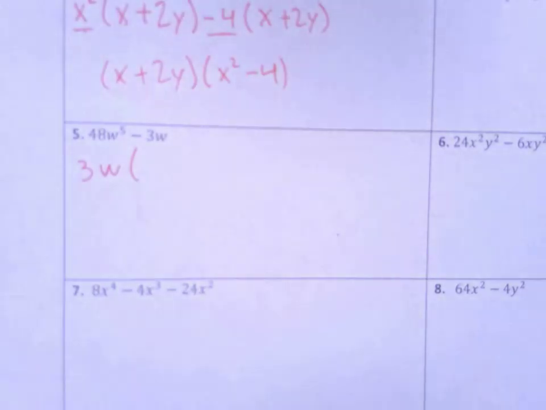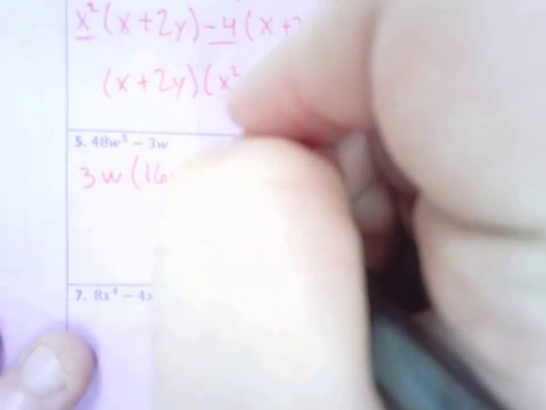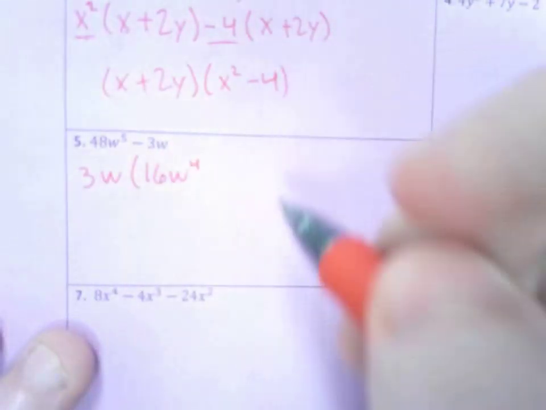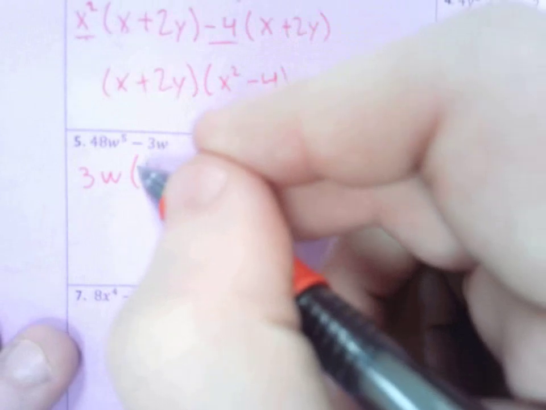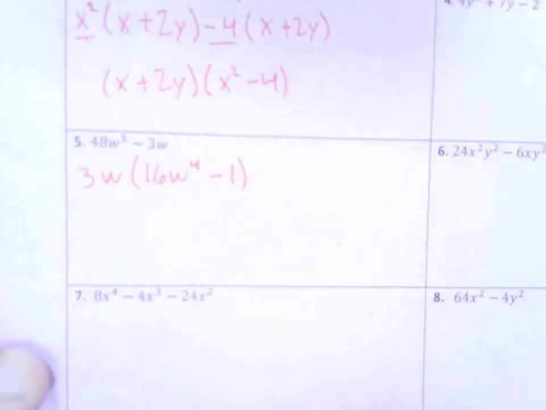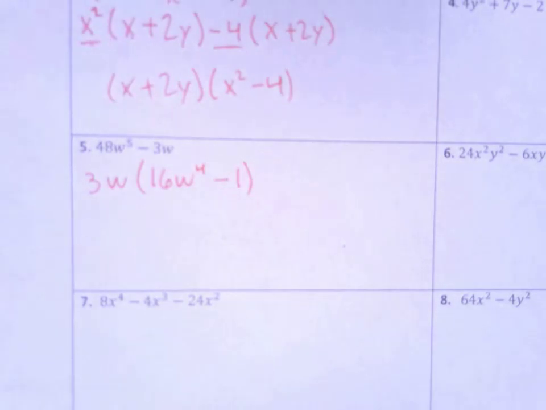What's left after we factor a 3 out of 48? 16w what? To the 4th. Good. So we had 5 w's. We took out 1. So now we have 16w4. We had minus 3w. We factored 3w out. What's left? Minus 1. Good. Okay, so we've done step 1. We factored a GCF out.